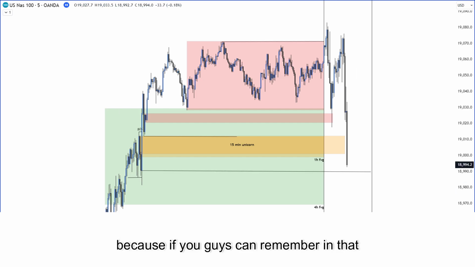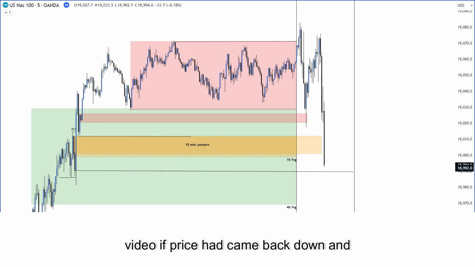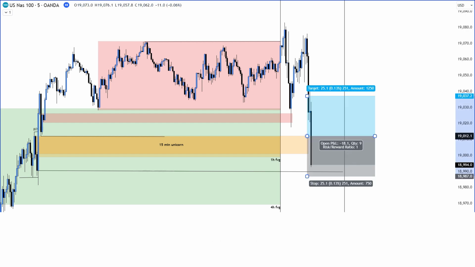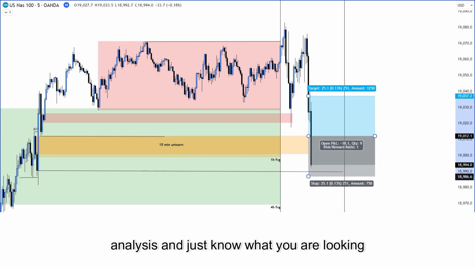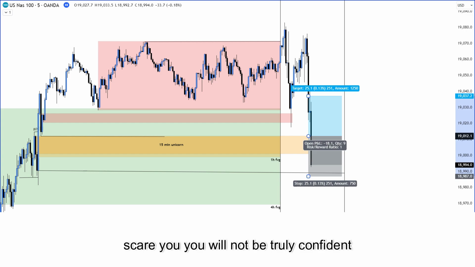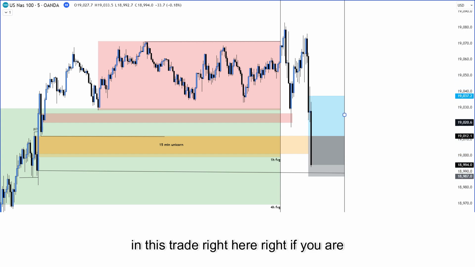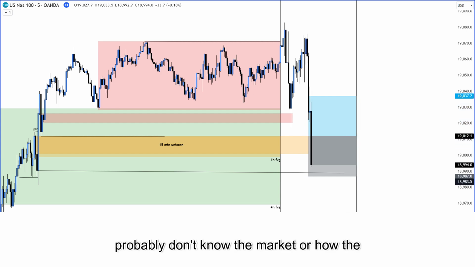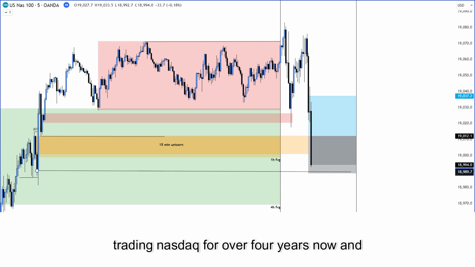Because if you remember in that video, if price had come back down and purged me lower and pushed a little bit lower, right, this right here will scare a lot of people when price is pushing down like this. That's why you need experience first. You need to be able to trust your own analysis and just know what you are looking for. If you are a beginner trader, this will scare you. You will not be truly confident in this trade right here, because you probably don't know the market or how the market moves. But me personally, I've been trading NASDAQ for over 4 years now, and I know how this market moves, and I understand it, right?